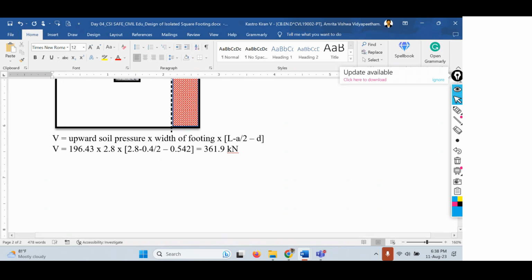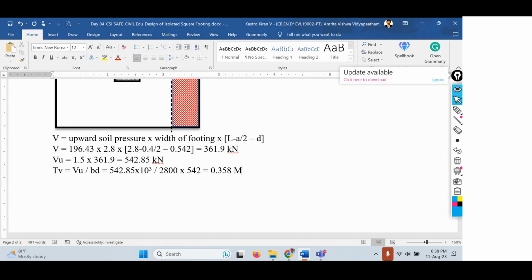In order to check that, we have to solve for tau v. So how to calculate tau v? Tau v equals Vu divided by b d. What is Vu? 542.85 into 10 cube, let me keep it in terms of newtons. Vu divided by b. What is b? Width of the footing, that is 2800, multiplied by the depth of the footing. What is the depth of the footing? 542 mm. So you're going to get the tau v value as 0.358 megapascals. This is the tau v value.